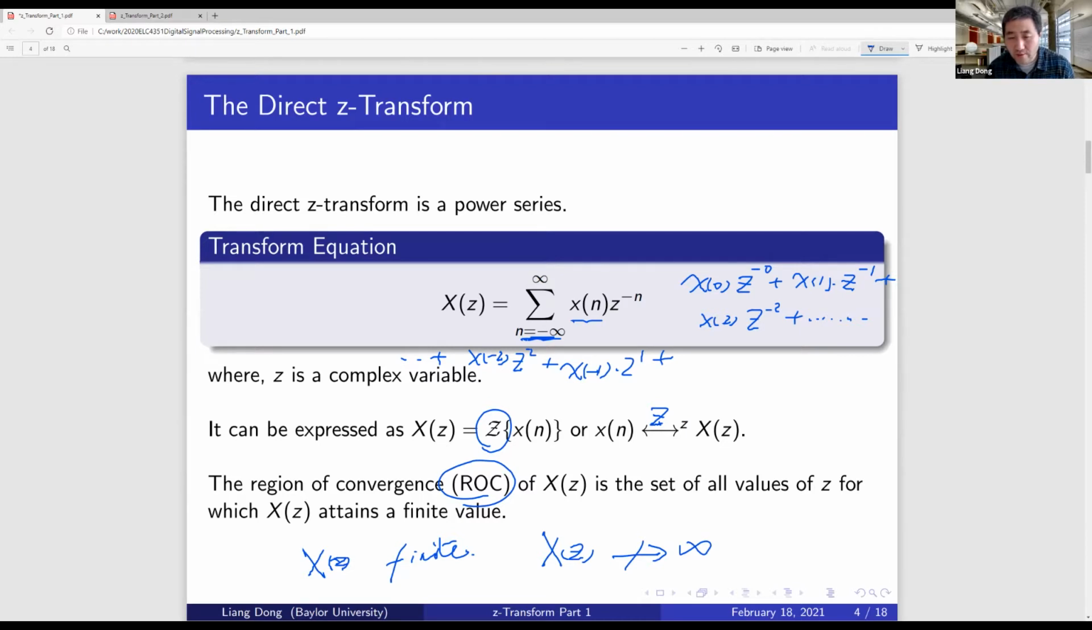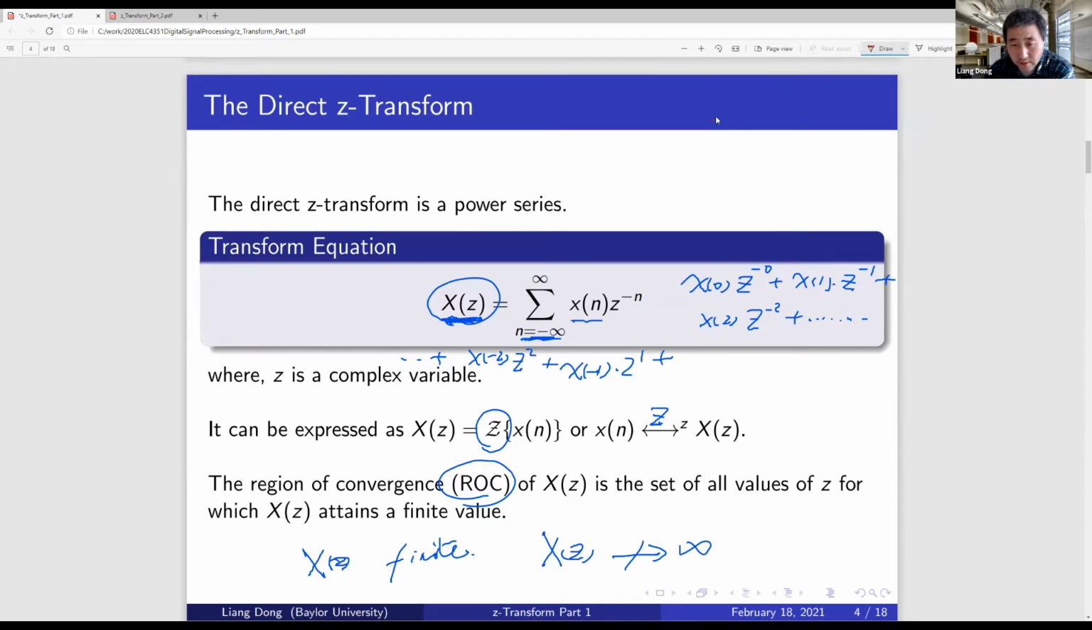If you're adding an infinite sum, the entire system will bust. It will blow up. The signal can be very large, and you will not be able to define a finite number for this signal X(z). How can we guarantee that when I do the infinite sum, I still have a limited value of X(z)? We look at one example.